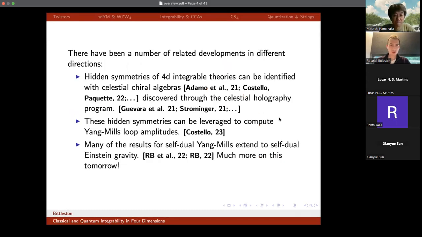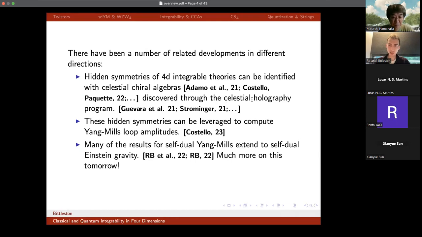This has inspired developments in a few different directions. Probably one of the most significant is that the hidden symmetries of these 4D integrable theories have been found to be the same as some of the algebras discovered in the celestial holography program, where they found these by thinking about soft theorems and amplitudes. This remarkable connection has now been fleshed out in much more detail, most significantly by the work of Tim Adamo, Lionel Mason, and Atul Sharma, and then this paper of Kevin and Natalie Paquette.